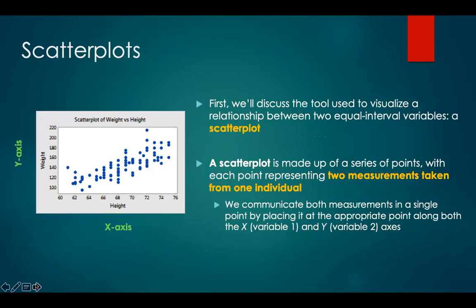First, we'll discuss the tool used to visualize the relationship between two equal interval variables, a scatter plot. A scatter plot is made up of a series of points, with each point representing two measurements taken from one individual. We'll communicate both measurements in a single point by placing it at the appropriate point along both the X, variable 1, and Y, variable 2, axes. So here's a scatter plot of height and weight. You could see a general trend here that larger heights are associated with larger weights.